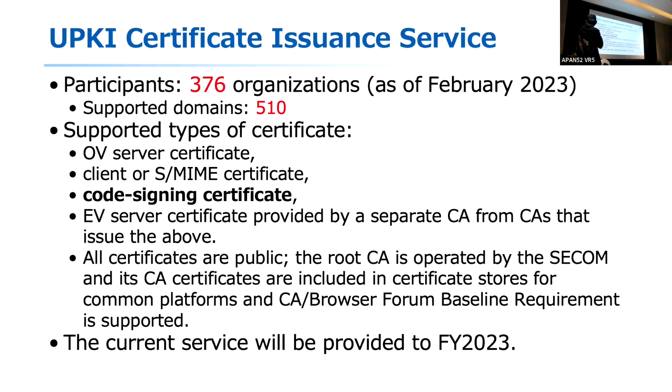Next, the UPKI certification services, briefly. The current participants are like that, and this service supports about 500 domains. The UPKI certification services support the following types of certificate: organization validation server certificate, client certificate, and currently code signing certificate, and EV server certificate provided by a separate CA from the CA that issued the above.